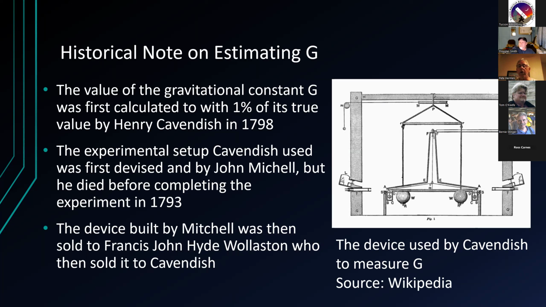And the experimental setup that Cavendish used, which is this funky apparatus on the right, was originally devised by John Michell, who originally proposed dark stars. But unfortunately, Michell died before he could actually attempt the experiment with this. Over time, the plans for this apparatus passed to Francis John Hyde Wollaston, who then eventually sold it to Cavendish to perform the experiment. So, an interesting note here, circling back to the first discovery of black holes and some of the fundamental constants in the universe that are important to a lot of astrophysics today.